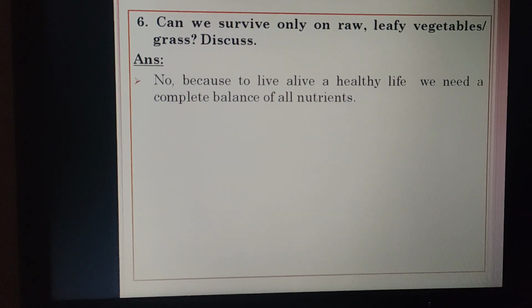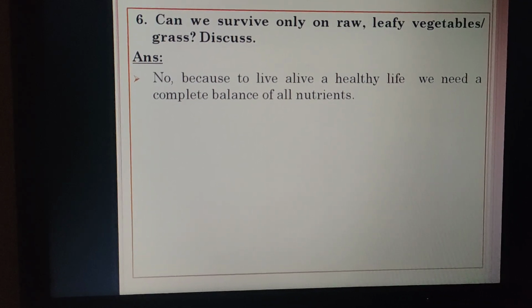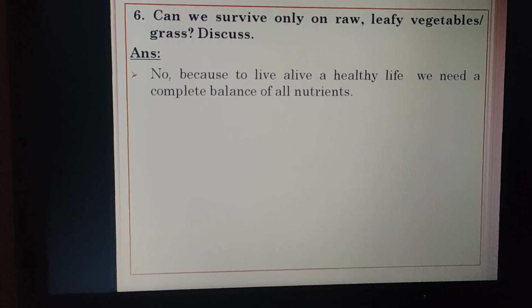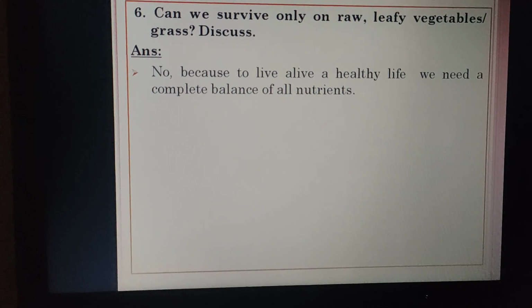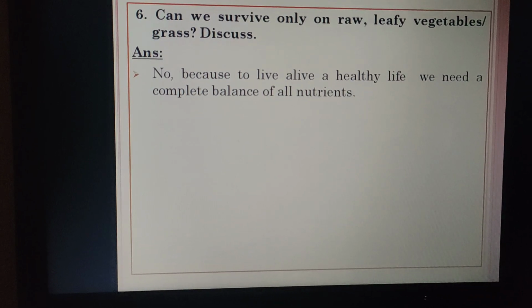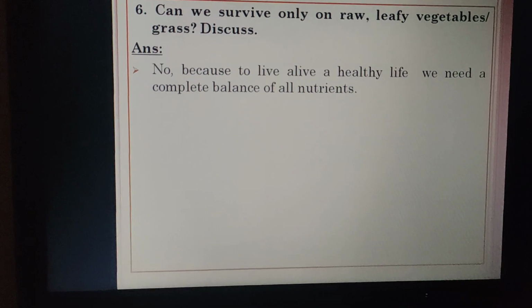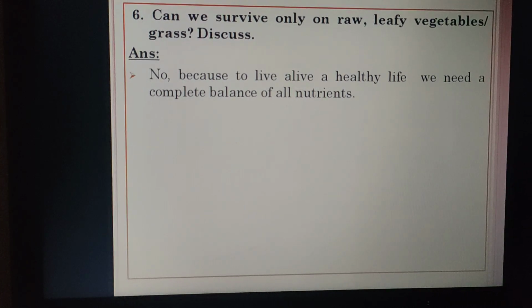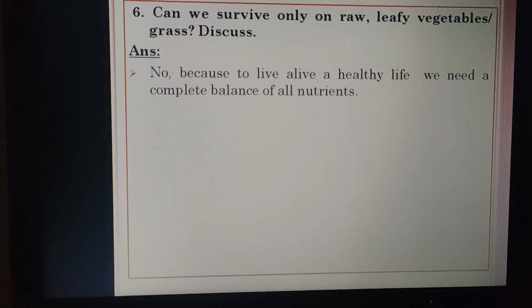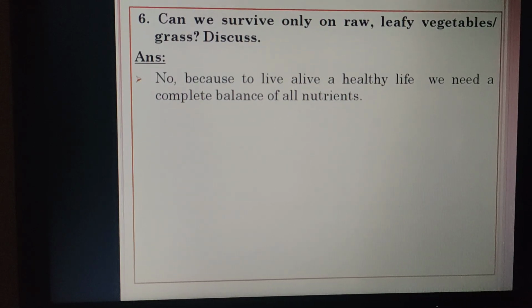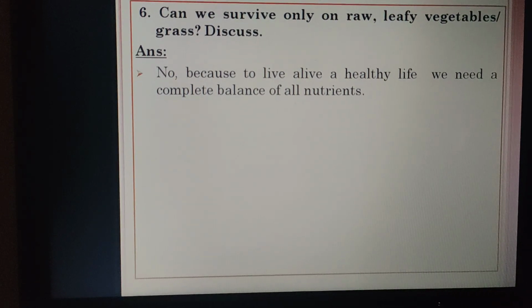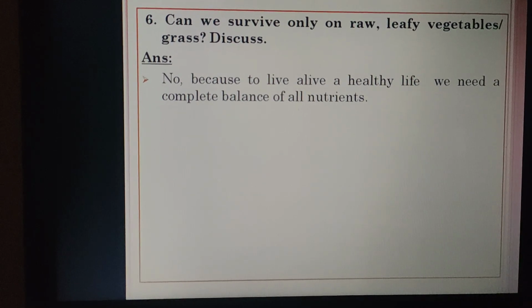So it is written, can we survive only on raw leafy vegetables? The answer should be yes or no. For that yes or no, 1 mark is there, and for discussing that answer, 2 marks are there. First, no, because to live a healthy life we need a complete balance of all nutrients. Now I cannot say that all leafy vegetables will provide you all kinds of nutrients. So this is the first reason, that we cannot directly depend on leafy vegetables and grass only.